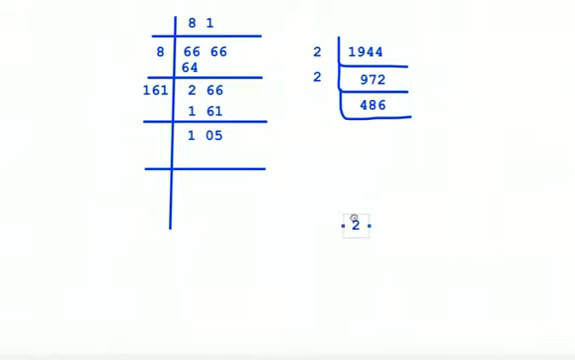2. Okay. 2 2s are 4. 2 4s are 8. 2 3s are 6. 243. 243 will go by 3 because the sum is 9, right? So it will go by 3 or it will go by 9 also.